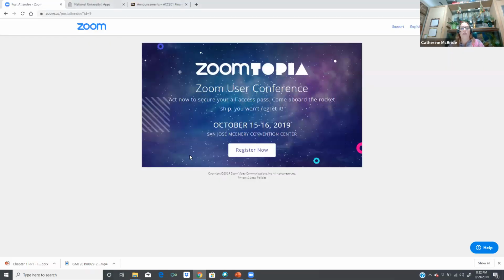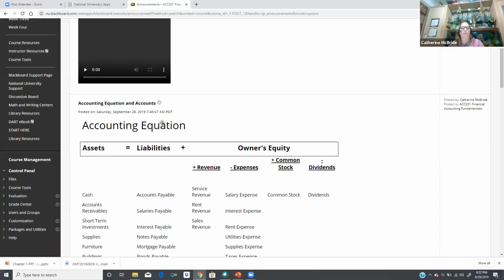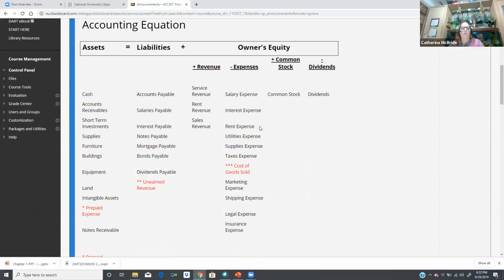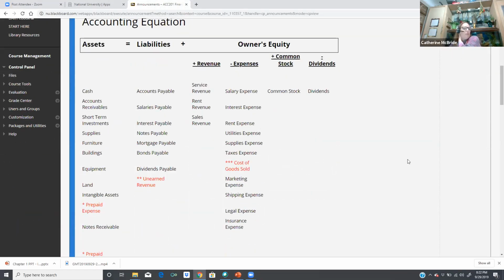I wanted to show you an announcement that I put on our course that you can use right here. So in this announcement, I've added a lot of the common accounts that you'll see under assets, liability, revenue, expense, common stock, and dividends. This is a really good list for you to become familiar with because these are the common account names.